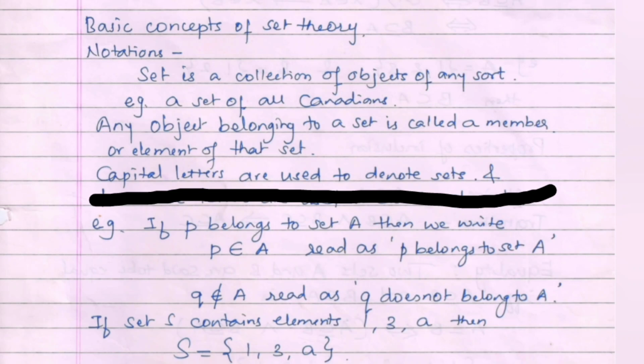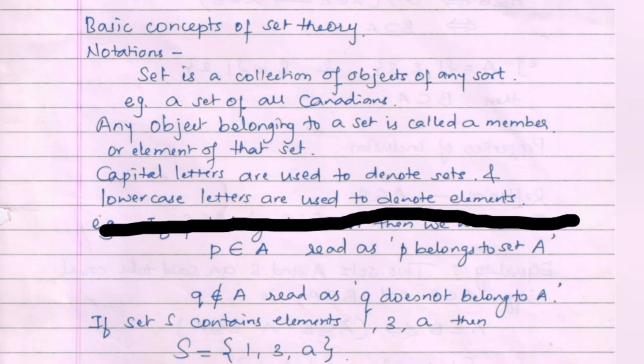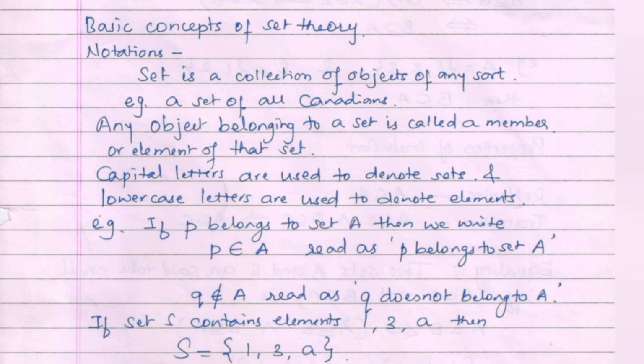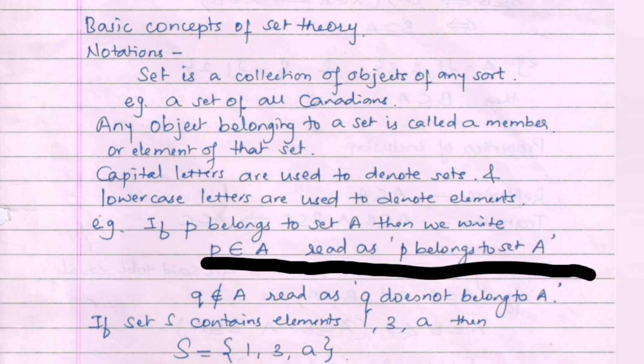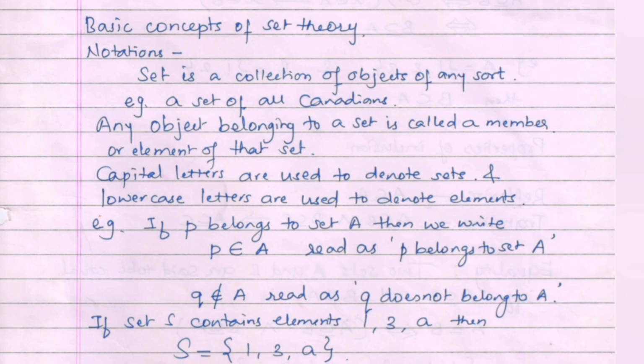Capital letters are used to denote the set and lowercase letters are used to denote the elements. If p belongs to the set A, then we write p ∈ A. This is the symbol to represent the elements of the set. And if we write ∉, this symbol denotes that q does not belong to A.